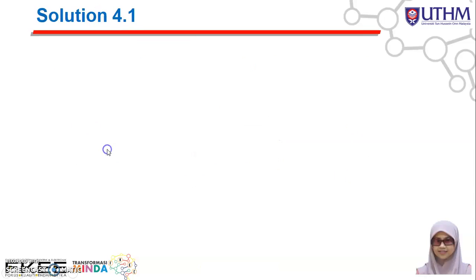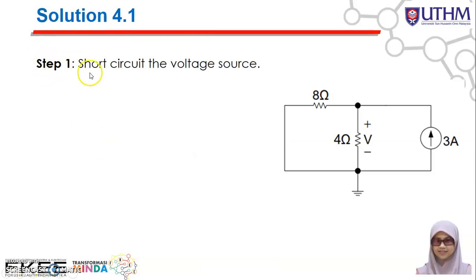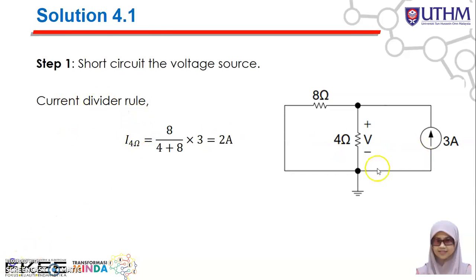Okay, so the solution for the example. Step number 1, we short circuit the voltage source first. Previously you had a voltage source here, so when you turn it off, meaning that you make V equal to 0, you just short circuit here. Then you can use the current divider rule. You need to find the value of V here. In order to find V, you have the value of R, so you can just find the value of I first, the I that flows through the 4 ohms. Based on the I, you can find the value of V.